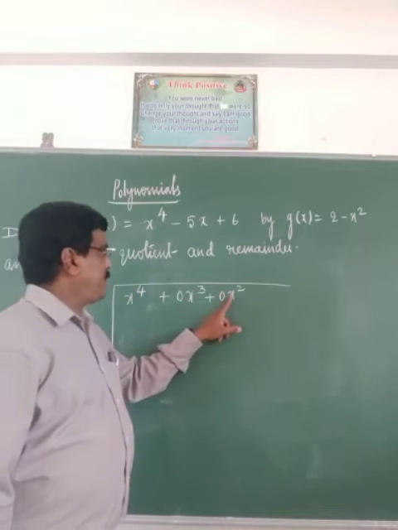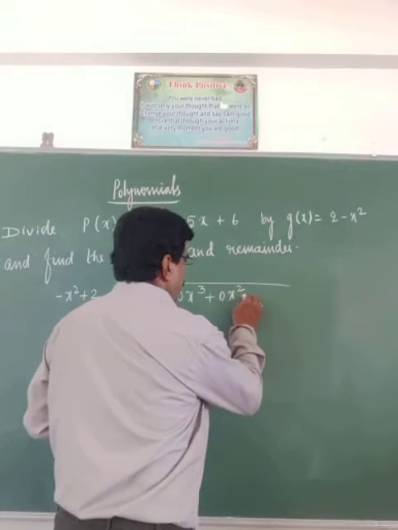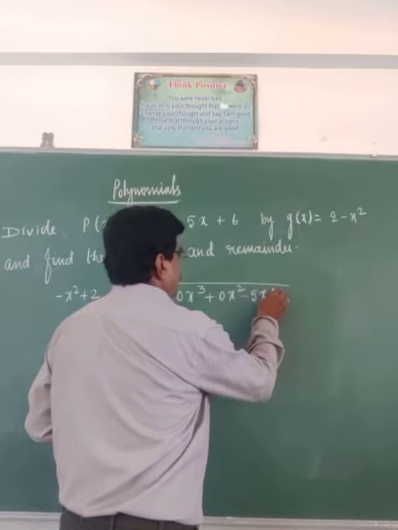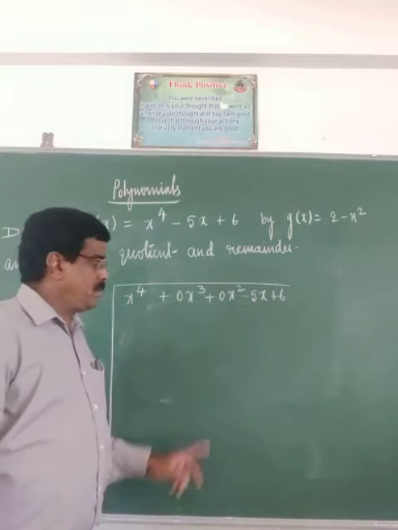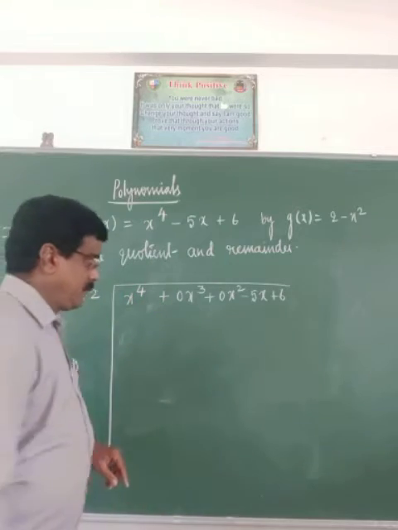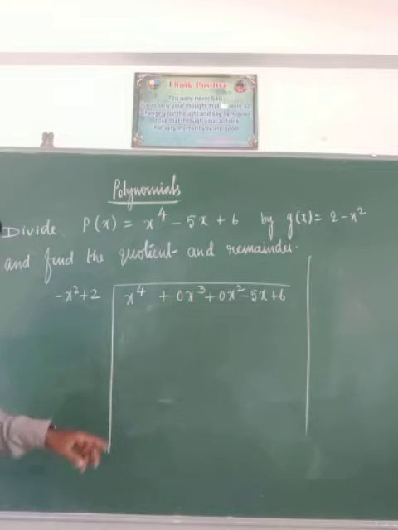Now then, what after x square? Regarding x, it is given minus 5x. So write down minus 5x plus 6. This is how you have to proceed for the sum. So anyhow, the working column is here. Let us show step by step.